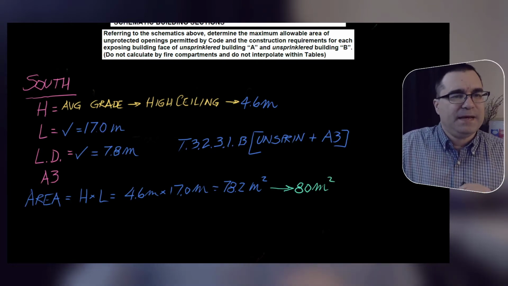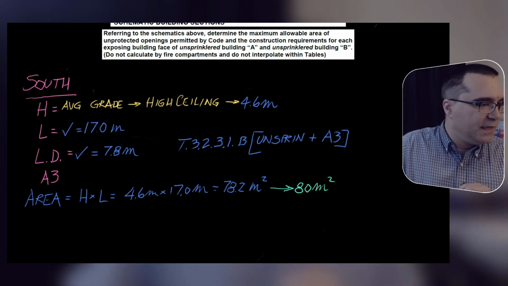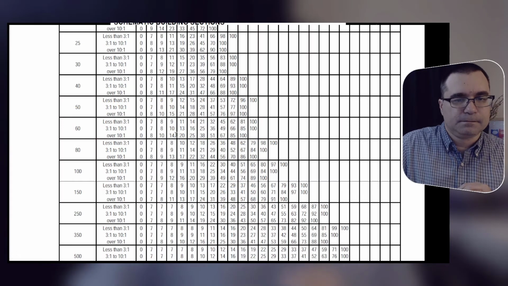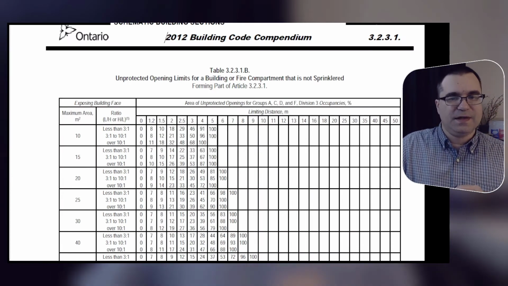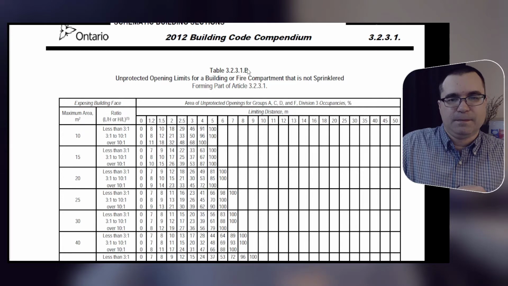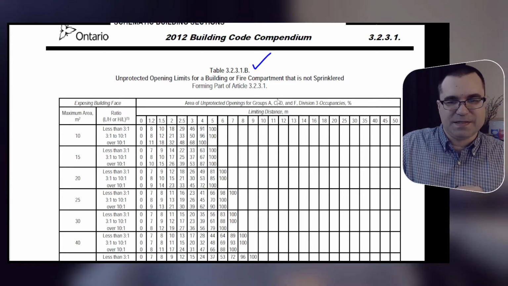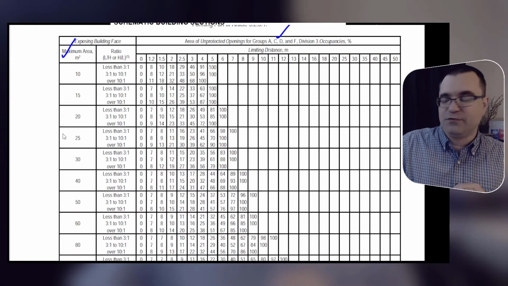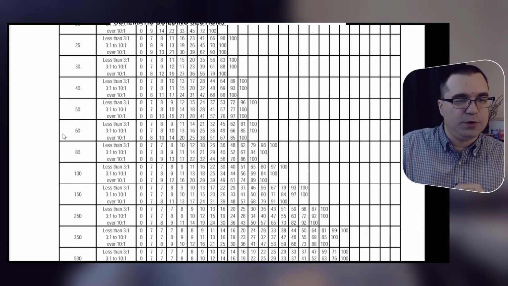Okay. I'm just going to put up on the screen the relevant table. Right here. 3.2.3.1b, okay, because it's an A3 occupancy, because it's not sprinklered. But then for maximum area, I have to go and find the closest one to 78.2. It's not 60 because it's lower. The highest closest one is going to be that row.